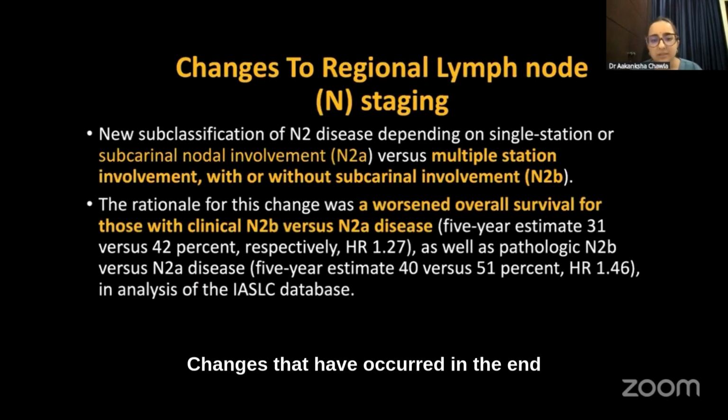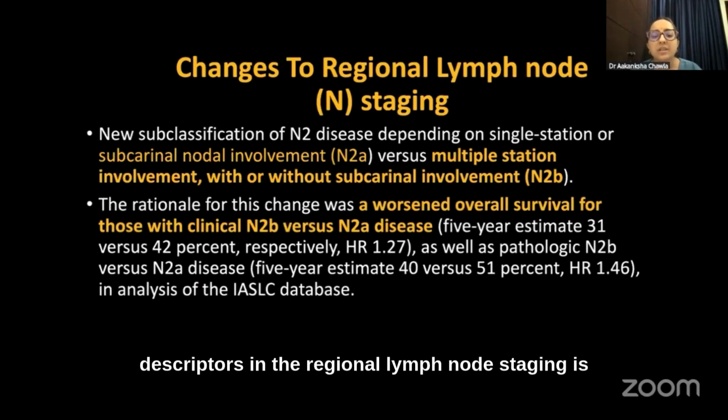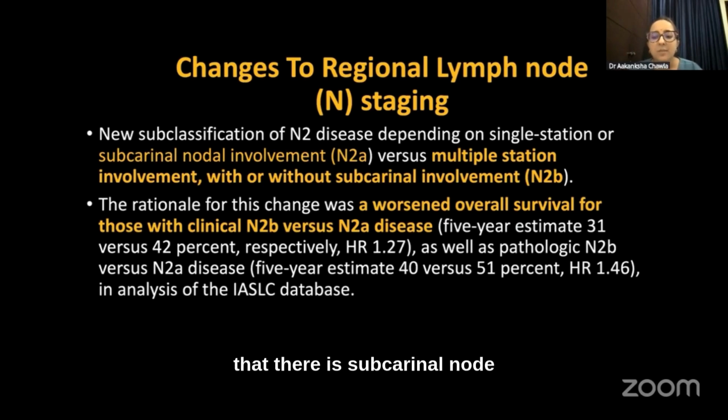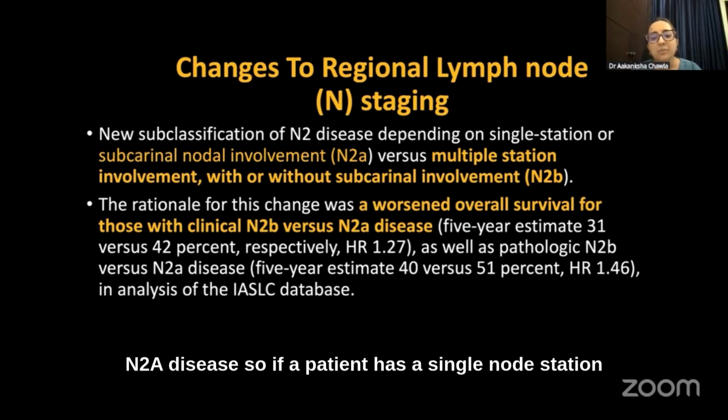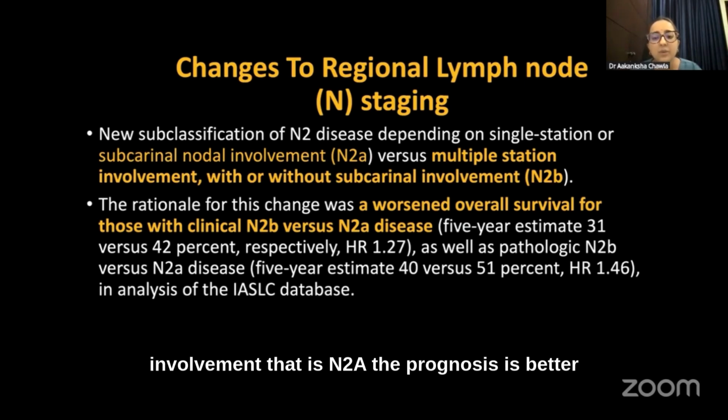The change that has occurred in the N descriptors in the regional lymph node staging is that N2 now has a single station or subcarinal node involvement. It can be single, that is N2a, and N2b is multiple station involvement. The rationale is that N2b has a worse overall prognosis and survival rate as compared to N2a disease. So if a patient has a single node station involvement, that is N2a, the prognosis is better as compared to multiple lymph node stations, which is the N2b disease.